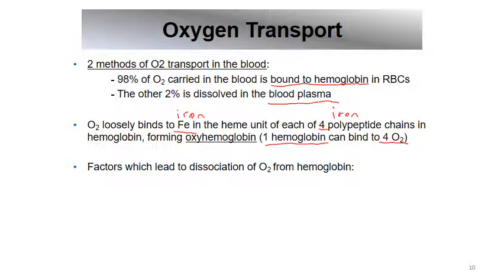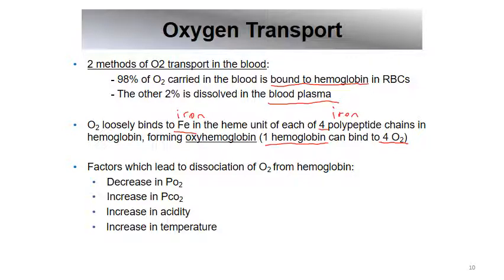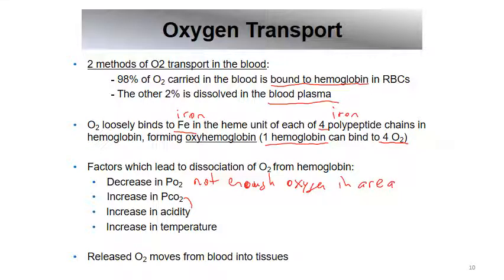Factors that cause the oxygen to detach from hemoglobin. Let's look over here. Not enough oxygen in the area causes oxygen to dissociate from hemoglobin to go to the low oxygen area. If there's too much CO2 in the area, the same thing happens. Remember, CO2 is related to the acidity, so increased acidity also makes the oxygen leave, and so does high temperature. Then the released oxygen can go into our tissues.